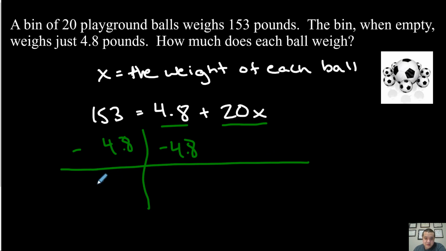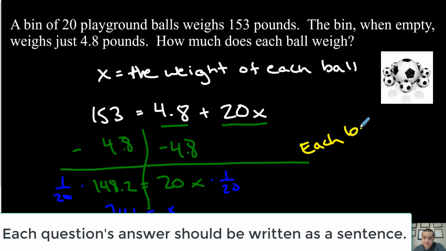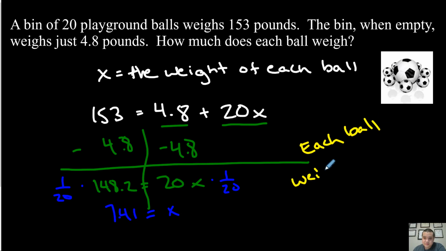When we do that, we get 148.2 equals 20x. Then we're going to divide both sides by 20 or multiply by 1 over 20, however you think about it. Either way works. What we get is 148.2 divided by 20. Each ball, therefore, weighs 7.41 pounds. So as a sentence, each ball weighs 7.41 pounds.